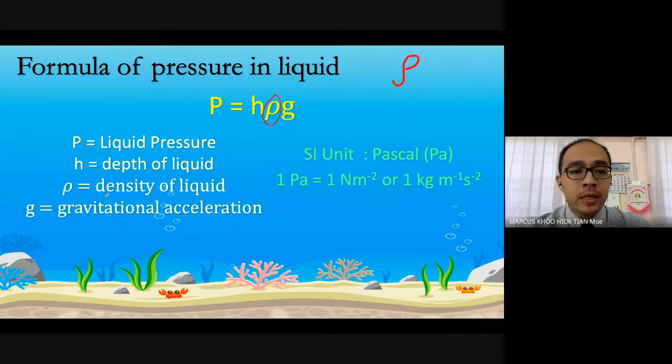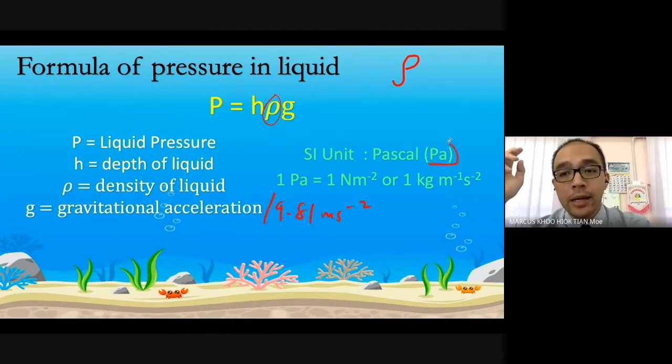okay, is the density of the liquid. G is the gravitational acceleration that we know as 9.81. Okay, meters per second squared. And the SI unit, the unit for all pressure is the same, okay, which is Pascal. Either Pascal or Newton per meter squared or kilogram per meter per second squared. But the easiest to remember is Pascal. Okay, so please remember this.